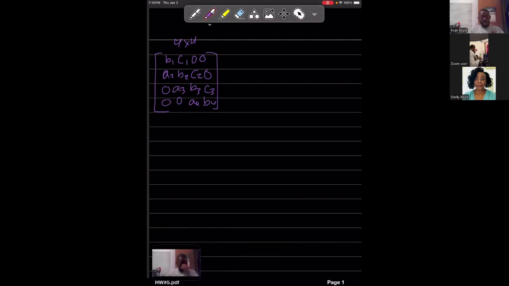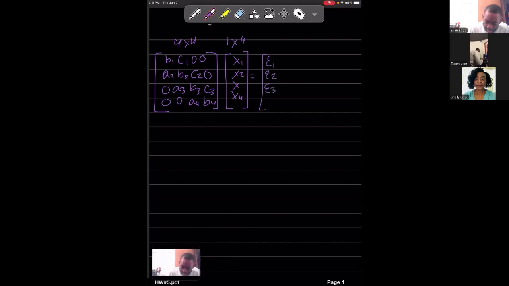So we have the matrix using the variables A, B, and C. Then this gets multiplied by a column of x's, which can represent our position. So we have a 4 by 4 and a 1 by 4. And this will equal our epsilons: epsilon 1, epsilon 2, epsilon 3, and epsilon 4.